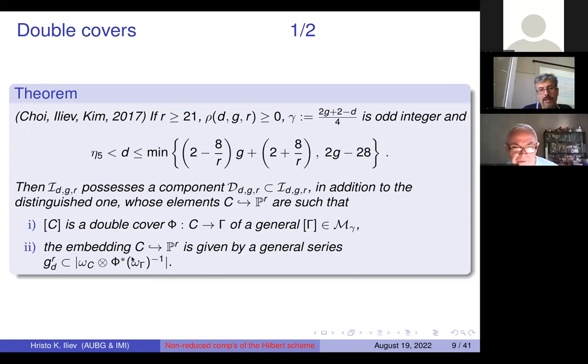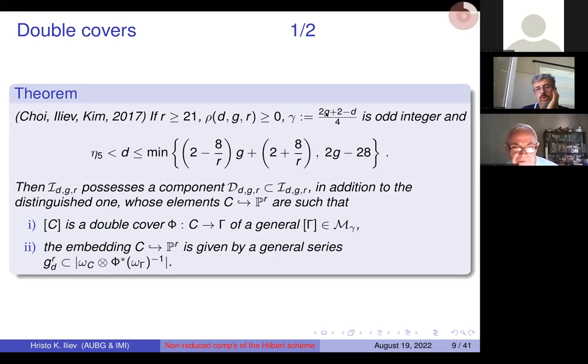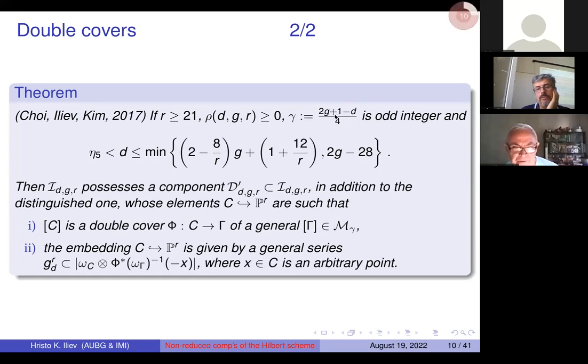So this was the first result, and there is one more similar to this one, which in fact makes slightly different assumptions about d and g, namely, like the previous case, (2g+2-d)/4 is not an integer, and we have (2g+1-d)/4 being not an integer. Then a little change here in the assumption about d. And then we again have such a component that I denote here by D prime, in addition to the distinguished one.